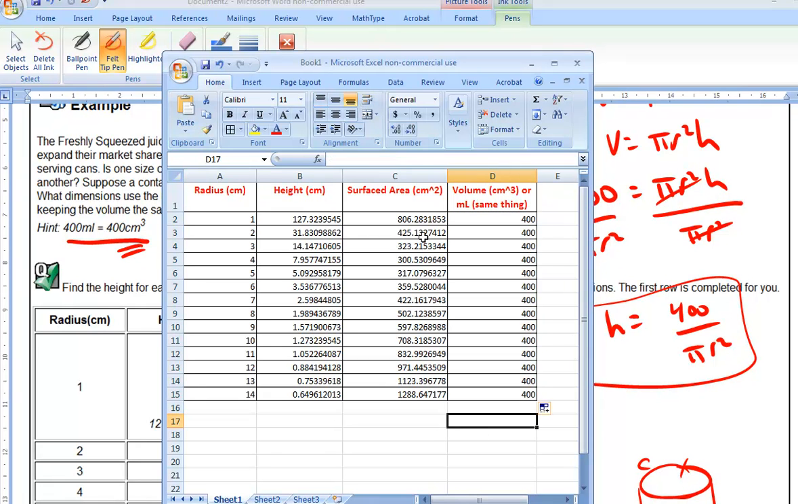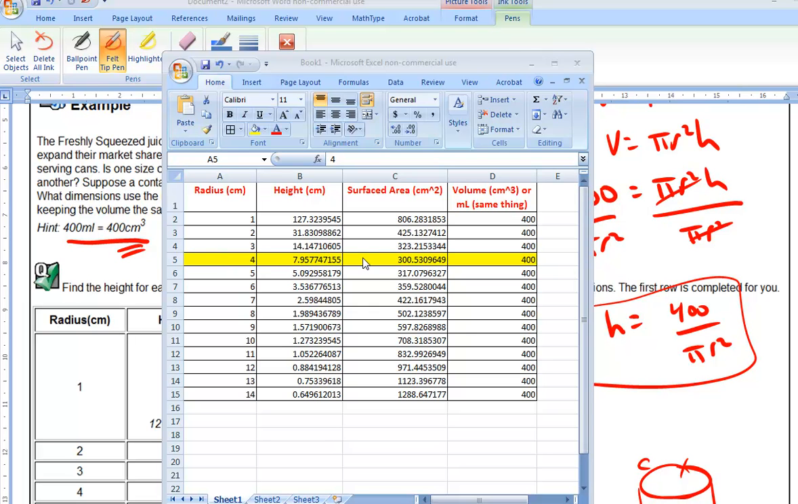So now I'm just looking for what's the minimum surface area to make this thing, so I have to use less material. So 800, 400, 300, 300. Oh, it looks like in here, because it's getting smaller and smaller, now it looks like after this one it starts getting bigger and bigger and bigger. So it looks like that's going to be my minimum.